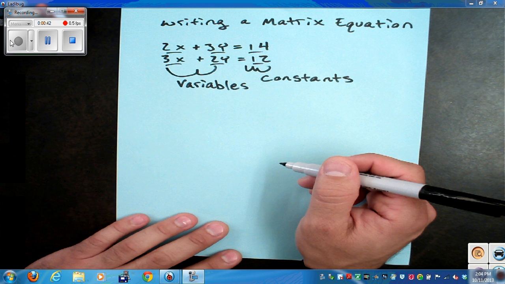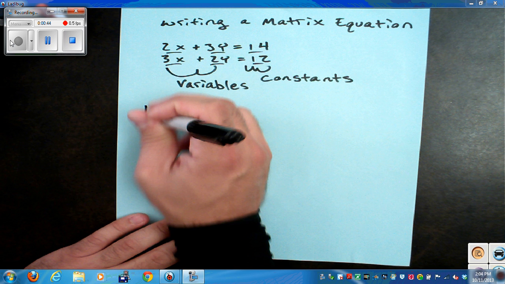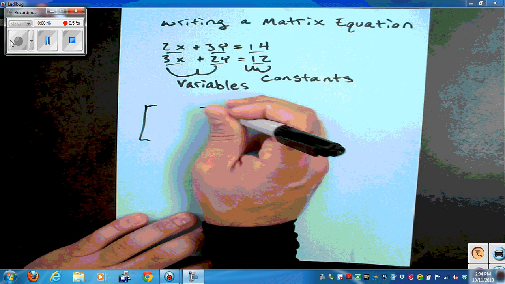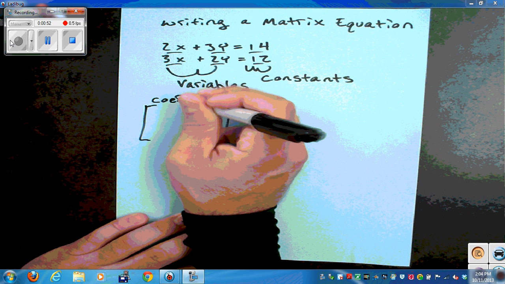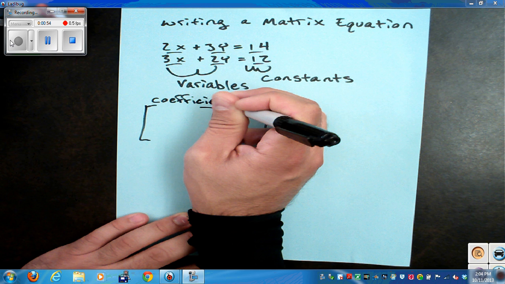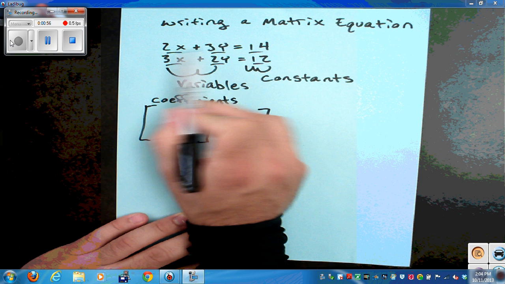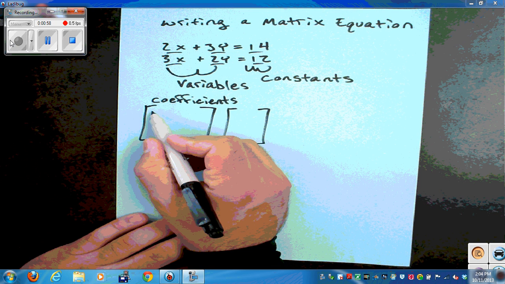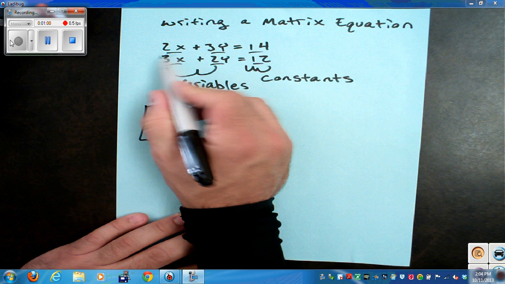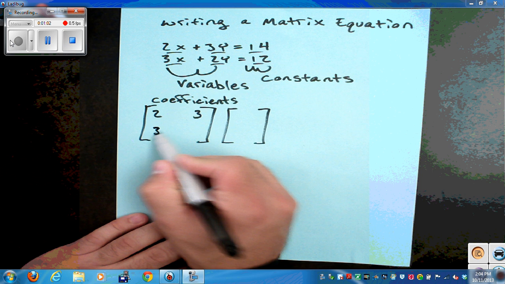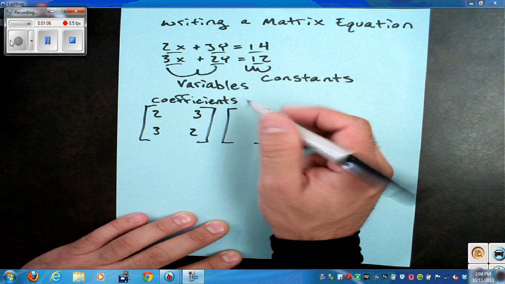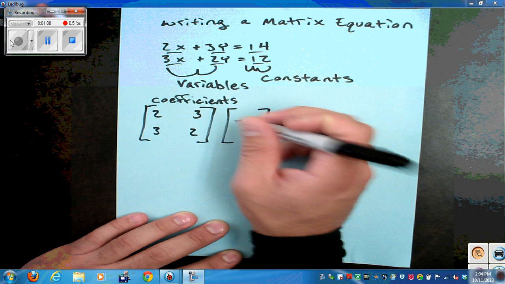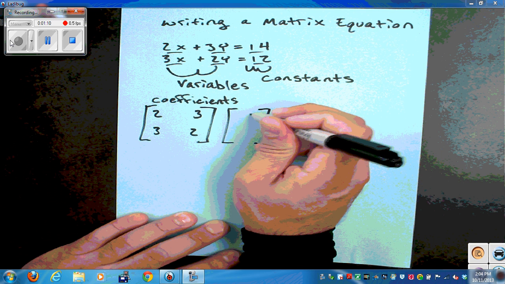When we write the matrix equation, we're really going to write three different matrices. The first one is going to be all of the coefficients, which are the numbers in front of our variables. So right here, it's going to be 2 and 3 from this first equation. Right here, it's going to be 3 and 2 from this second equation. Your second matrix is going to be your variables. In this case, it's going to be x and y.